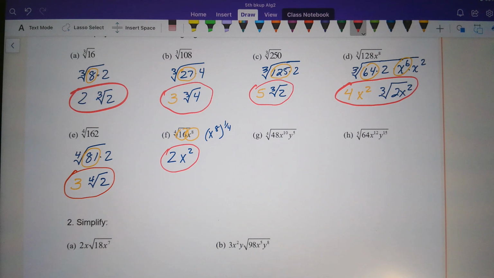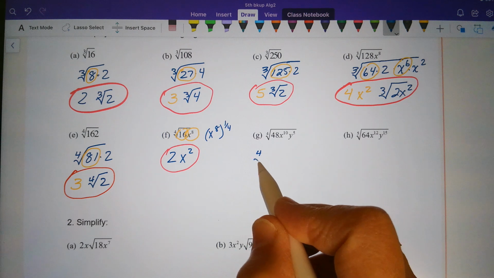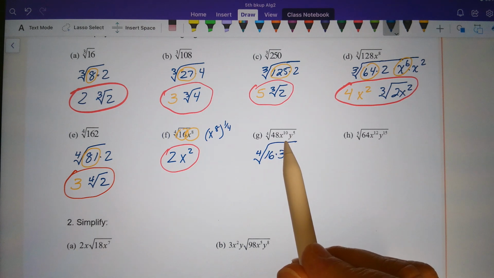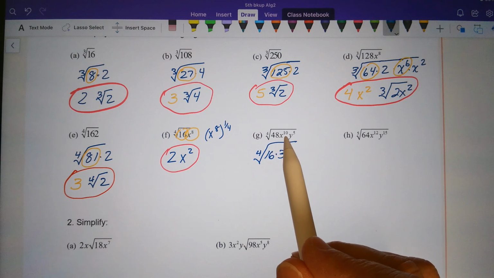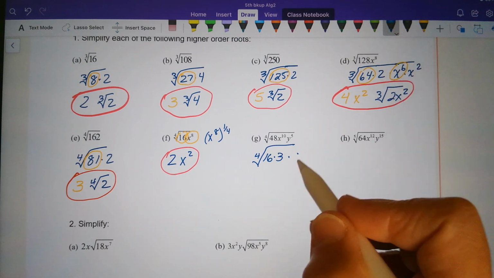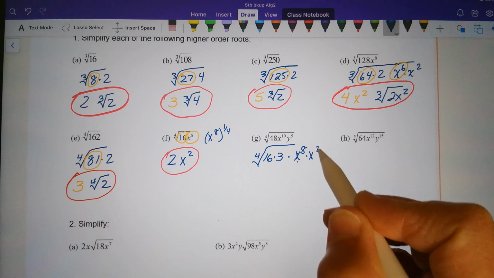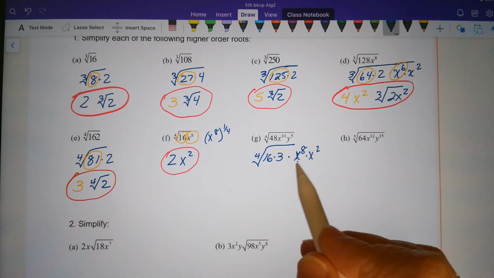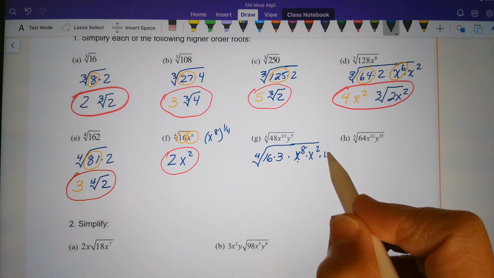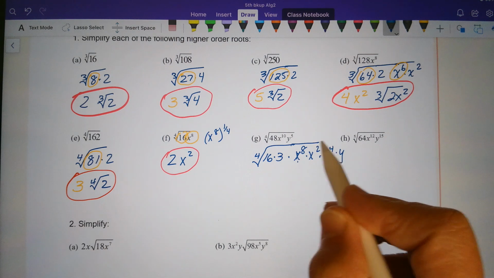G, the fourth root of 48x to the 10th, y to the 5th. Let's see, 16 times 3 is 48. X to the 10th, we need to break this down into a multiple of 4. So for 10, I'm thinking that'd be 8. So x to the 8th times x to the 2nd is equivalent to x to the 10th, right? Because when we're multiplying, we add exponents. And y to the 5th, we would break down into y to the 4th times y.